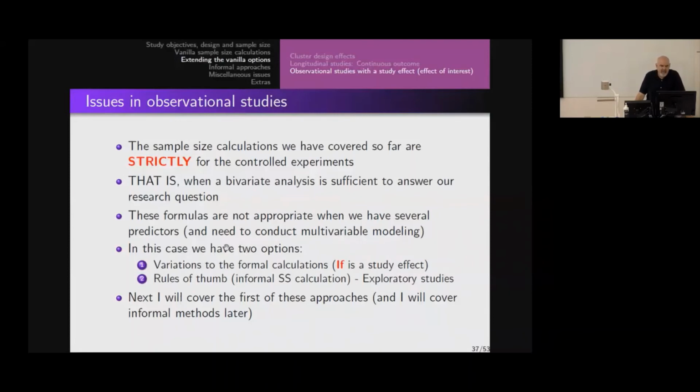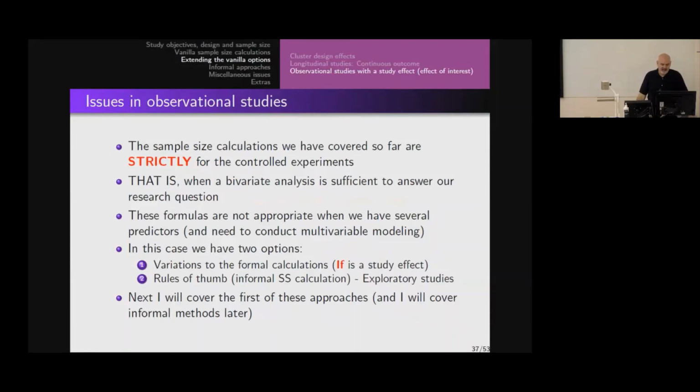modeling. In this case, we have 2 options if we're doing multivariable modeling: variation to the formal calculations. Now, I would only do that if it is a study with a study effect. That is a particular X variable of interest. So not an exploratory study, not a predictive study, but something like a non-randomized trial or an observational study with a particular study effect. For example, is BMI a risk factor for diabetes? I've mentioned BMI in my research question.